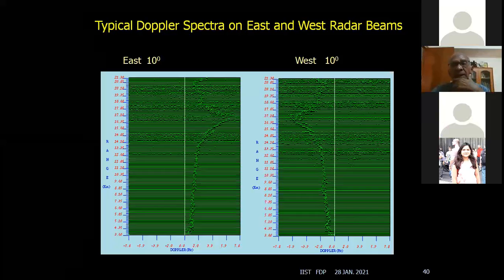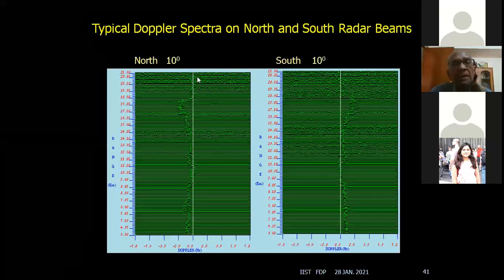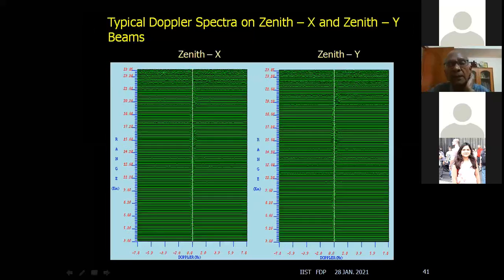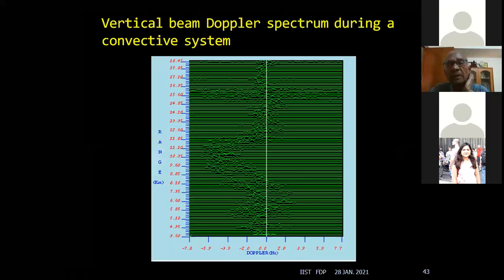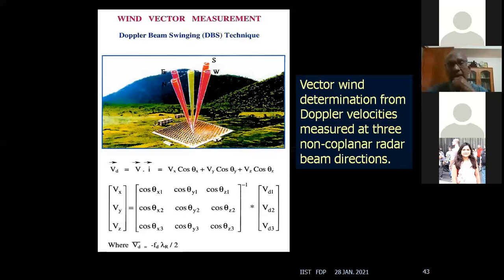So these are the signals from different beams. You can see the signal going up beyond 20 kilometers. And this is during a convective event. It's highly turbulent signals. At each range you will get not a single coherent signal, but multiple signals, and there is some complication in analyzing that signal to get the wind.